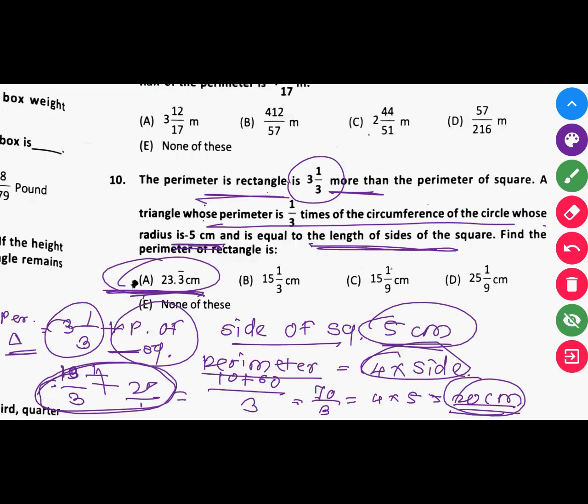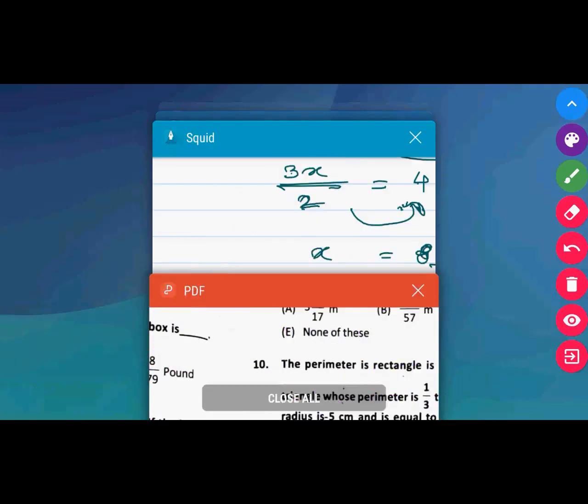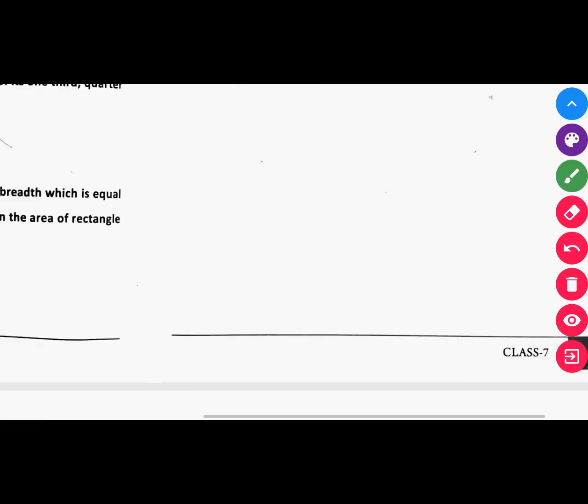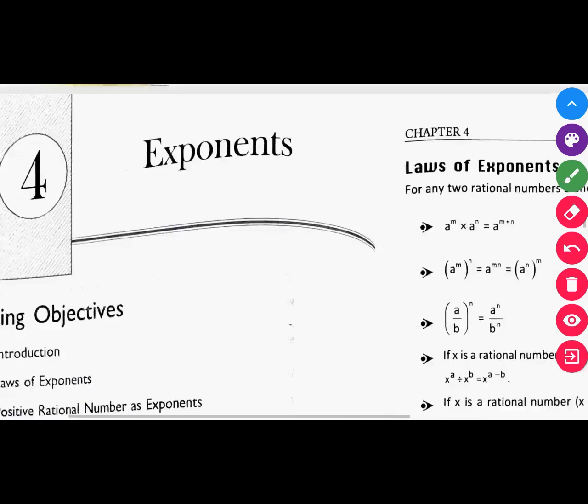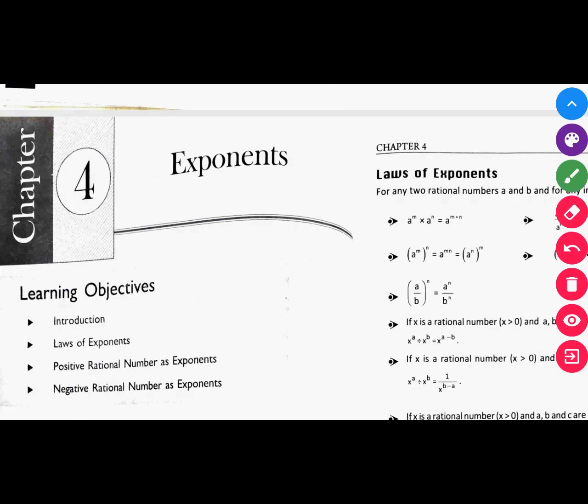Okay, so here we finished our chapter named rational numbers. Now we are moving ahead to exponents.